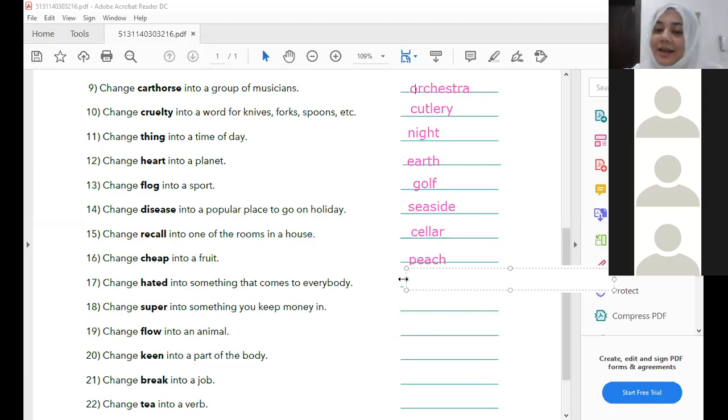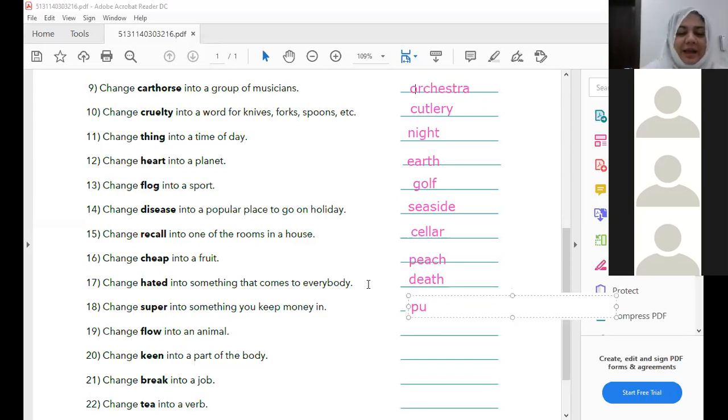Yes, can I say? Yes, of course. Death. Very good. Death. Life, and sometimes it's opposite. Okay, so this is opposite, life and death. Change super into something you keep money in. Very, very easy.